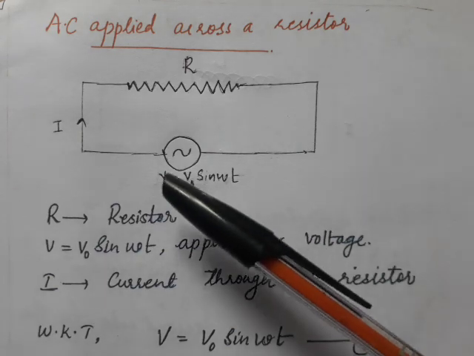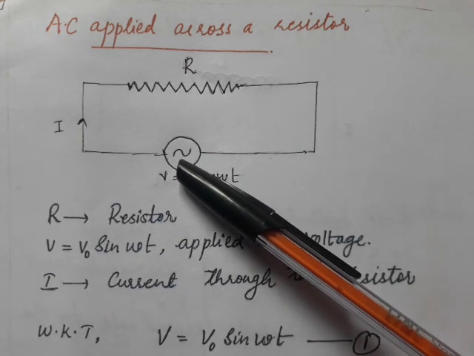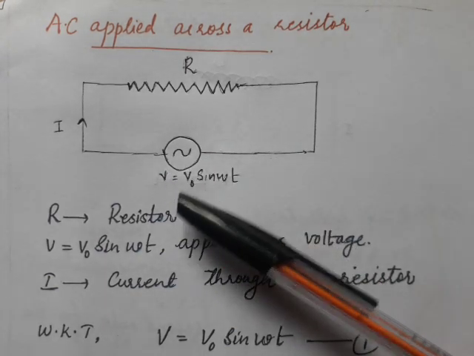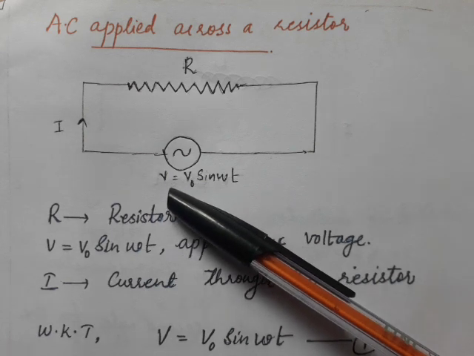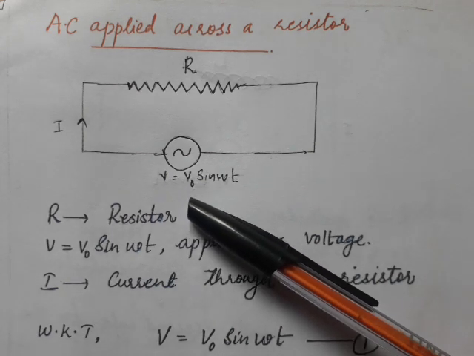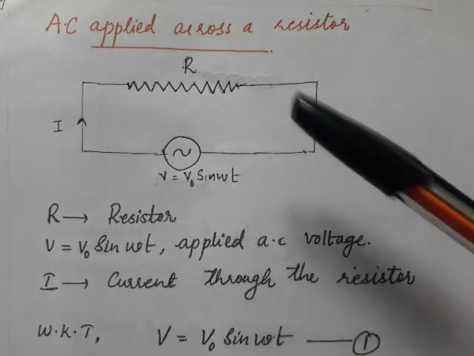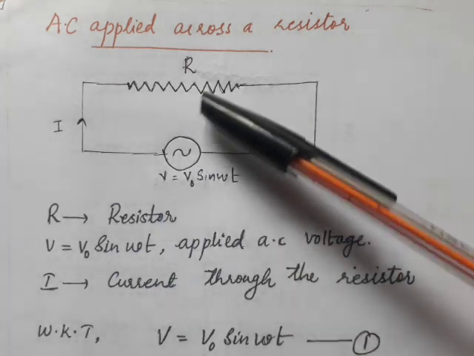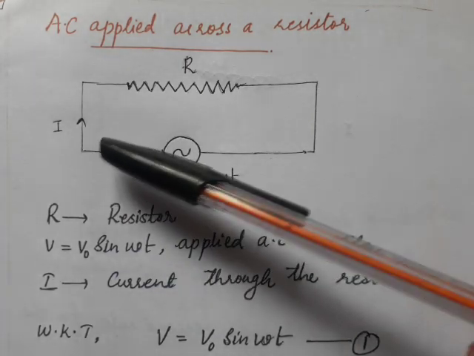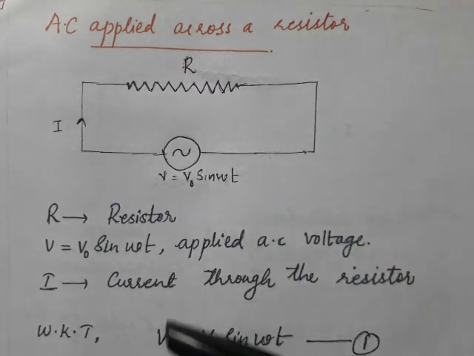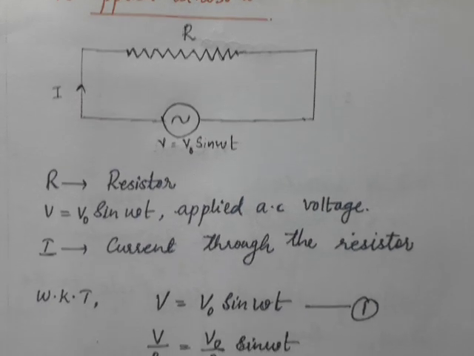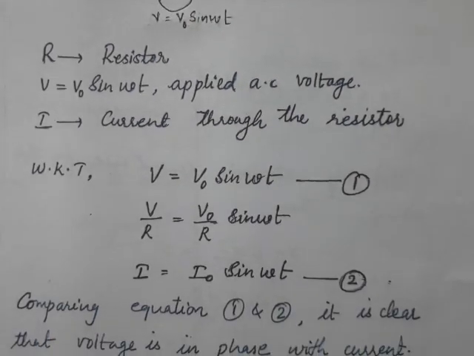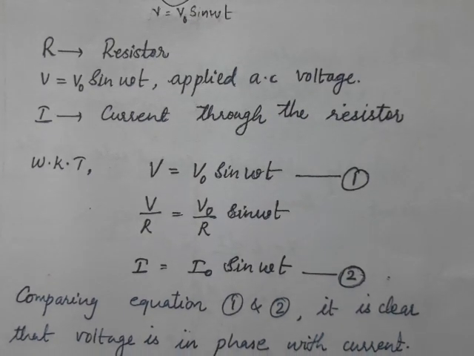So here let's consider an AC source. This AC source is represented as this symbol, and this is creating a varying voltage. That varying voltage is V0 sin omega t, and there is a resistor connected in the circuit, so the current I passes through the resistor. Now we have this V0 sin omega t. We know if V is the voltage in a resistor R, the current is calculated as V by R.